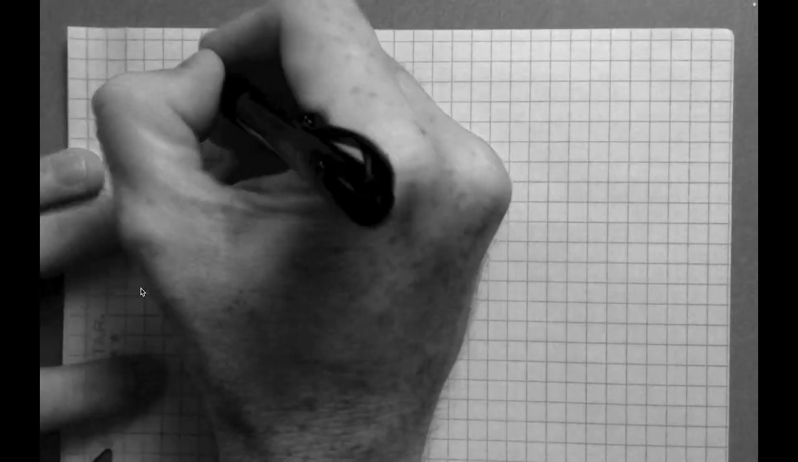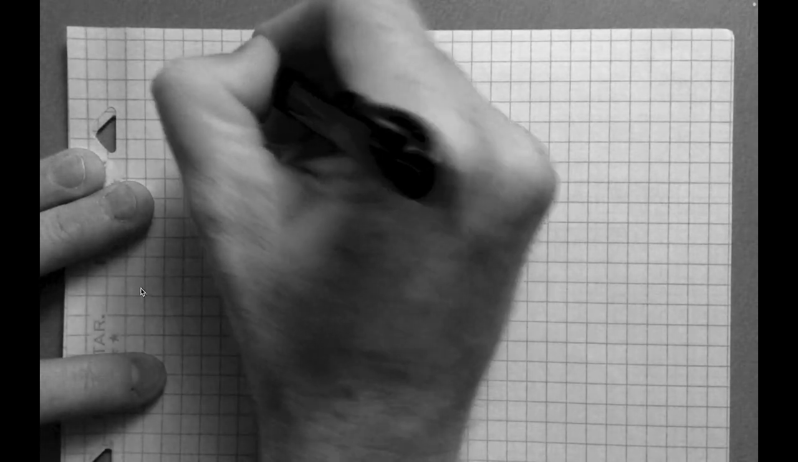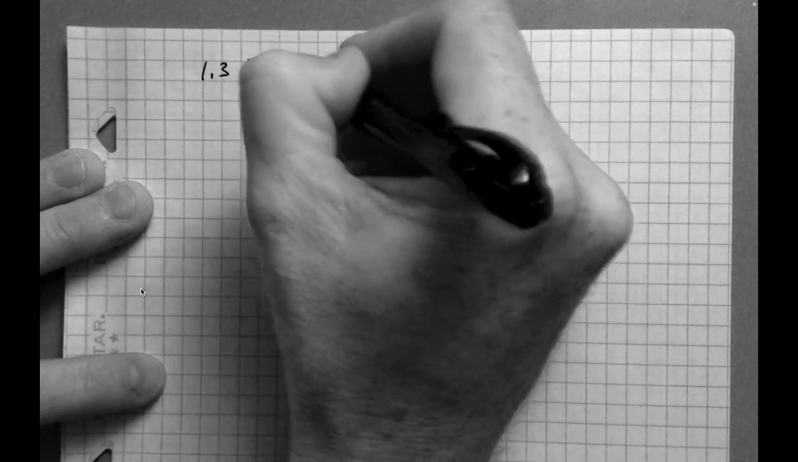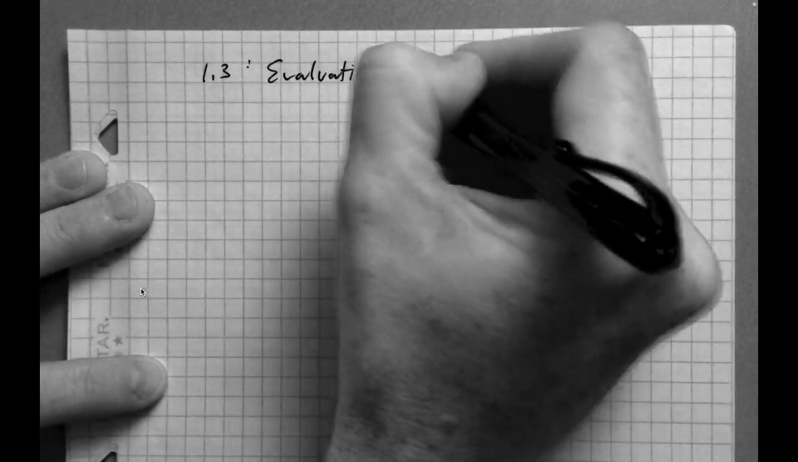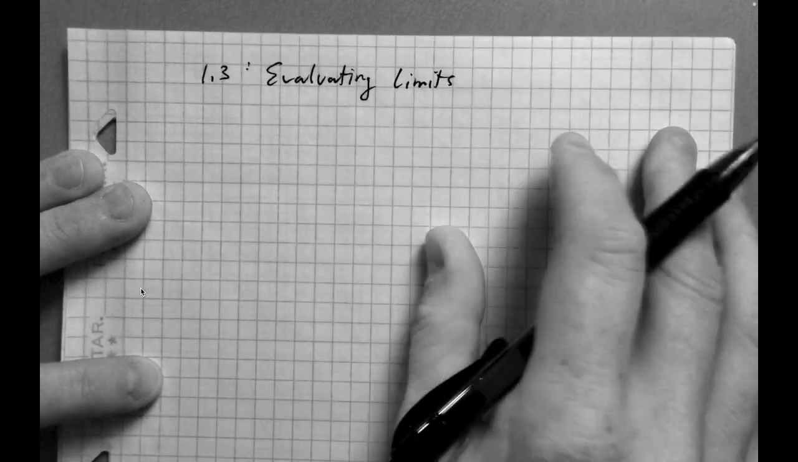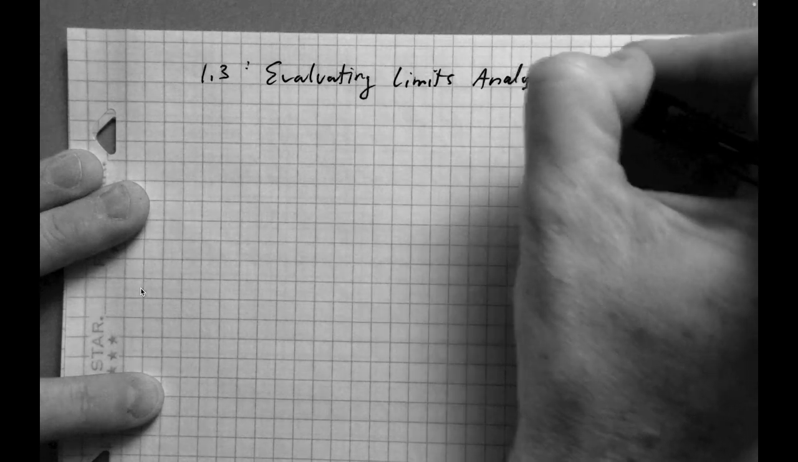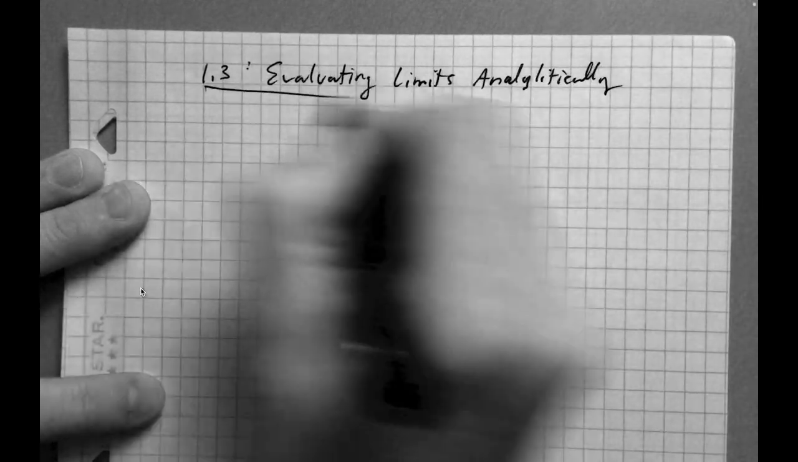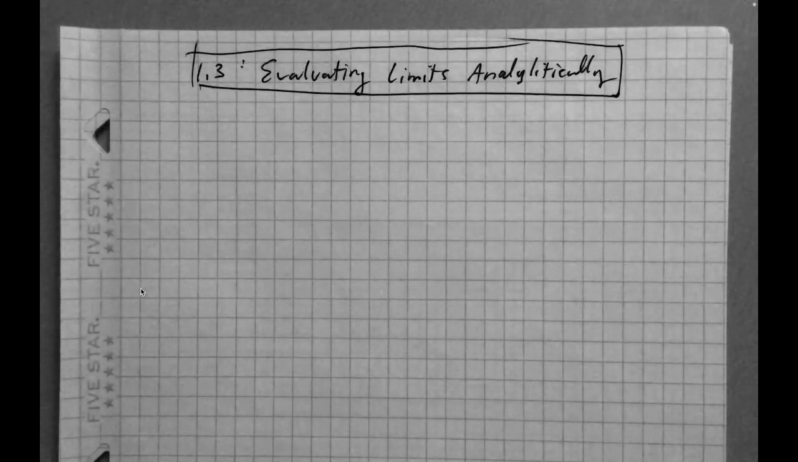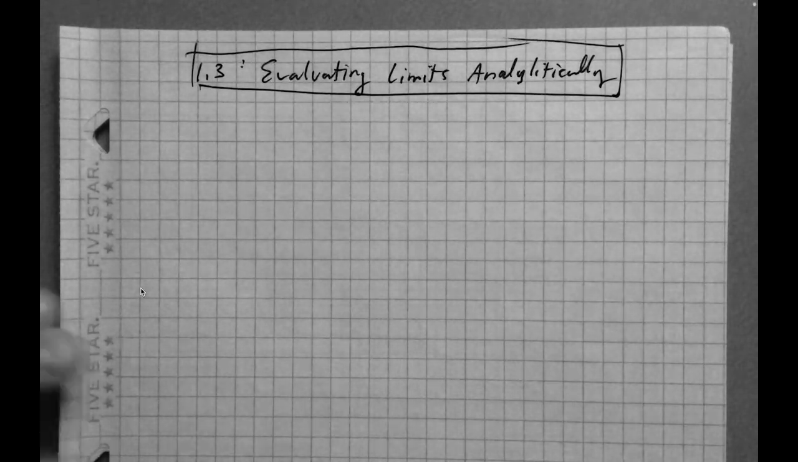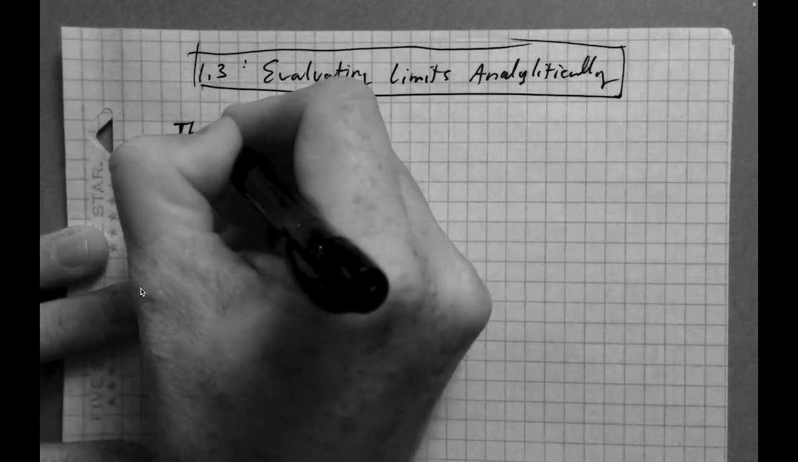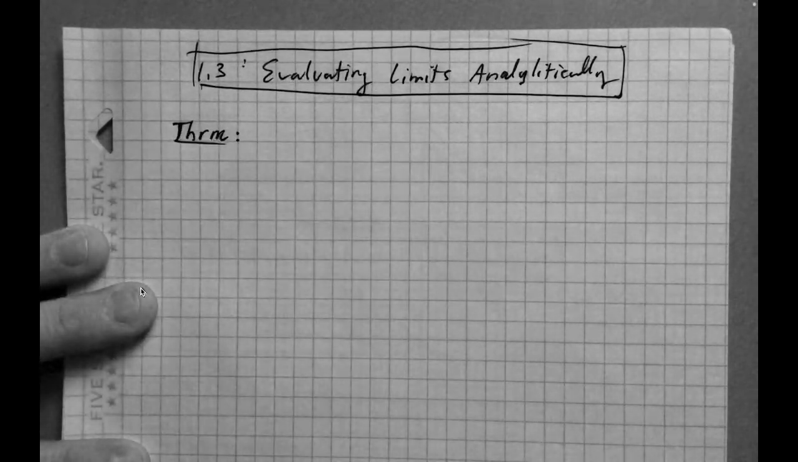So this will be section 1.3, and we're going to be talking about evaluating limits, and specifically analytically. Okay, so what we'll do is let's go ahead and start with just the simplest theorem. This is really the first theorem to start with. So we'll be doing the most basic kinds of functions.